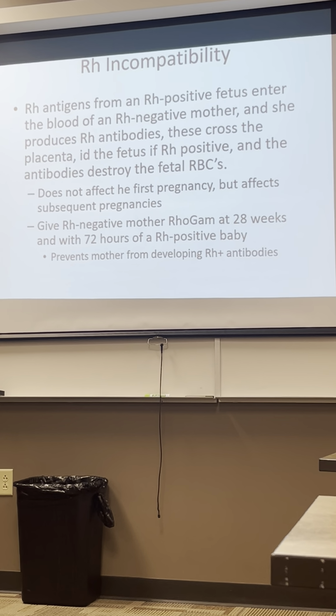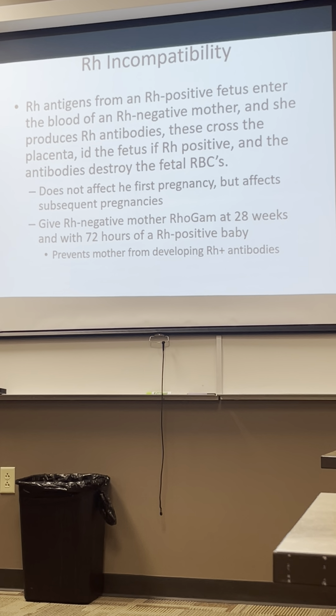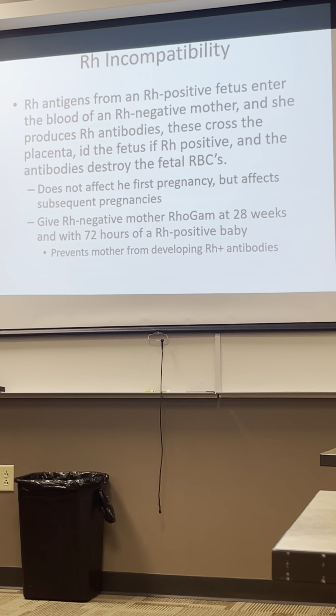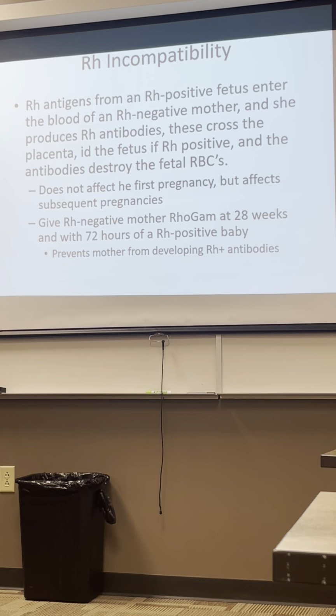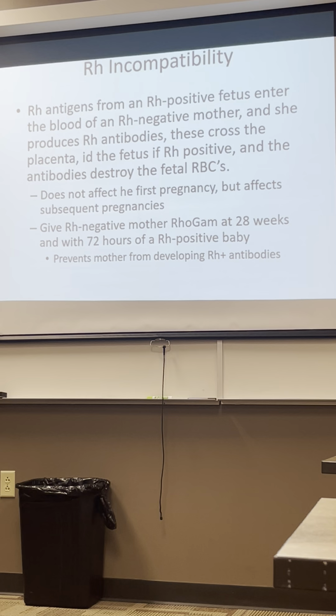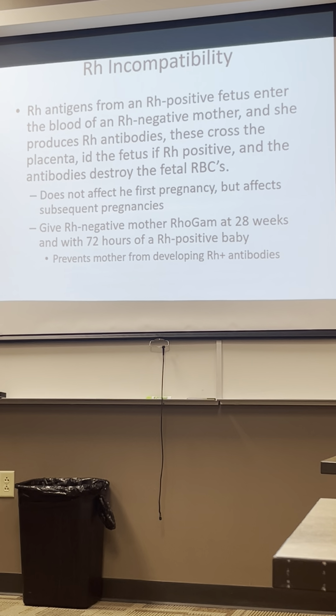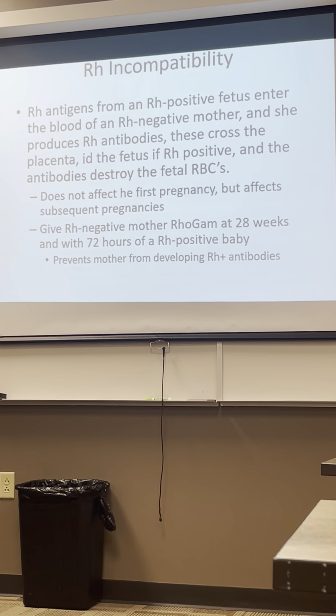So we need to give RhoGAM at 28 weeks, and then within 72 hours of delivery of an Rh positive baby. And anytime there's bleeding involved, if she's spotting, or doing any kind of test where there can be bleeding, we need to give it.